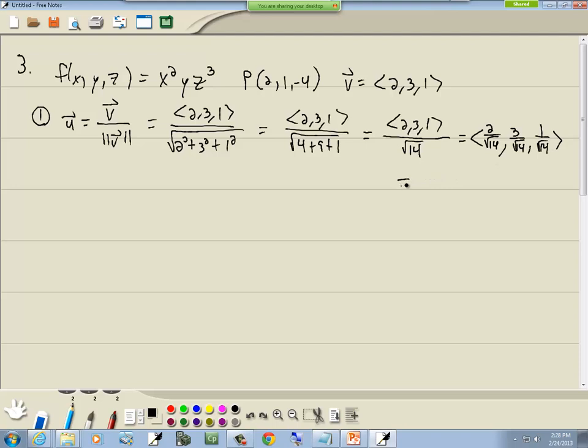Multiply top and bottom by the square root of 14, and we're going to get 2 square root of 14 over 14, 3 square root of 14 over 14, and square root of 14 over 14. Which gives us square root of 14 over 7, 3 square root of 14 over 14, and square root of 14 over 14. And that's our unit vector.